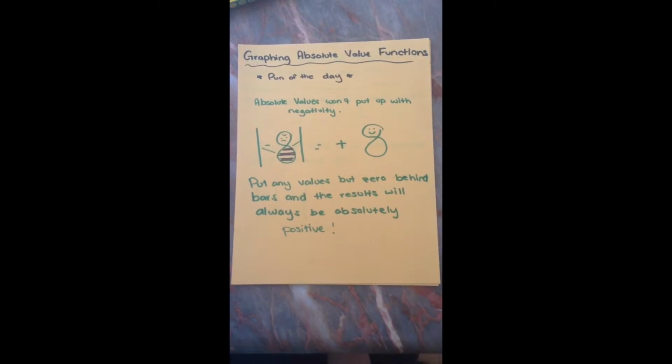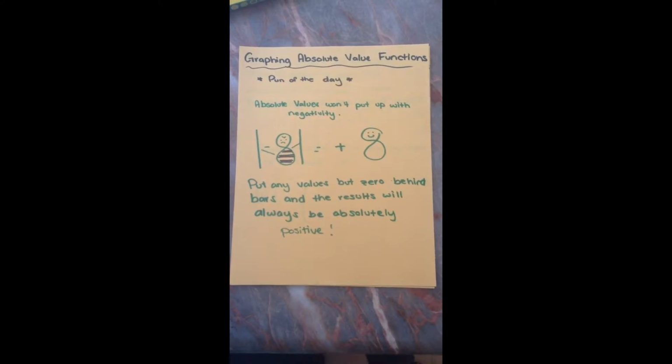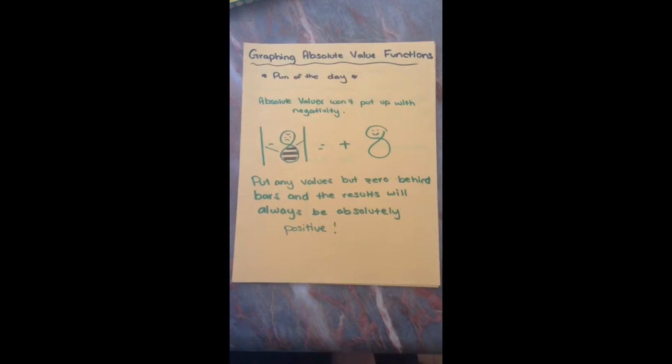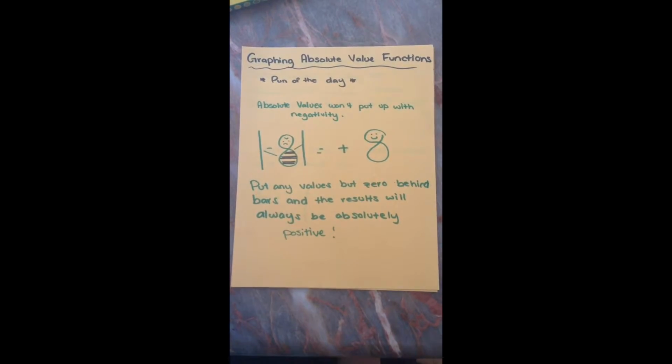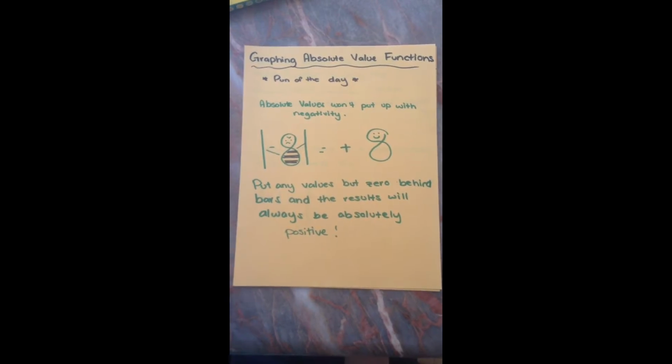Graphing absolute value functions. Pun of the day. Absolute values won't put up with negativity. Put any values but 0 behind bars and the results will always be absolutely positive.